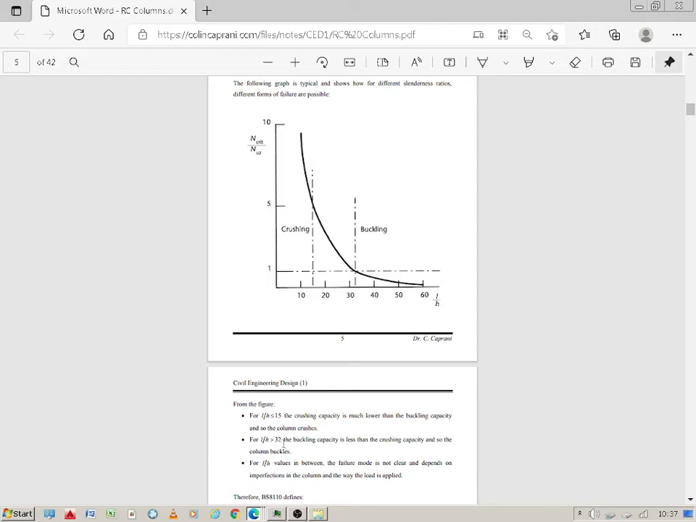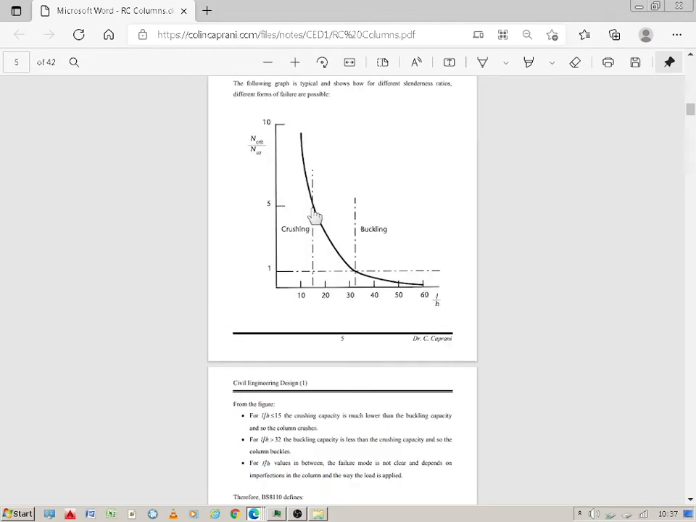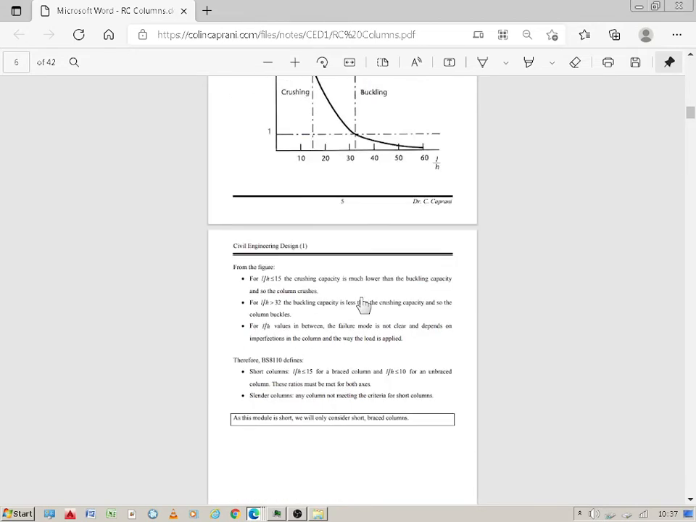For L over H greater than 32, the buckling capacity is less than the crushing capacity, and so the column buckles. That's where he's marked the two positions. For L over H values in between, the failure mode is not clear and depends on the imperfections in the column and the way the load is applied. So there's a sort of grey area here. We might say crushing black, buckling white above 32, and in the middle it could be either.